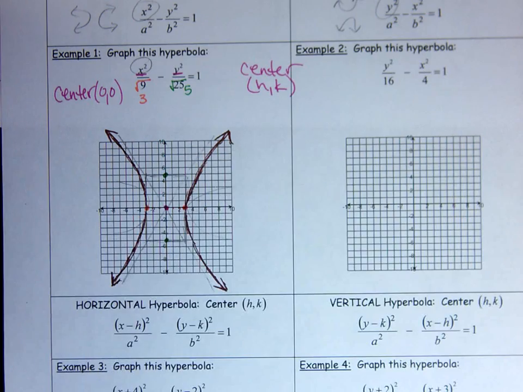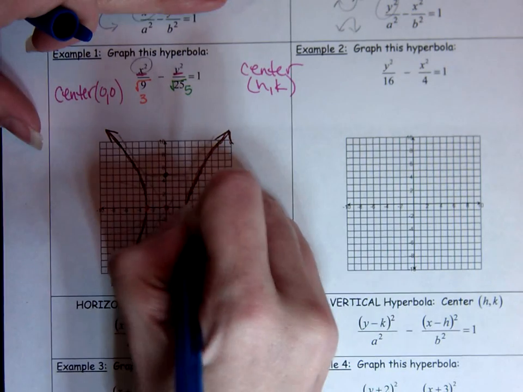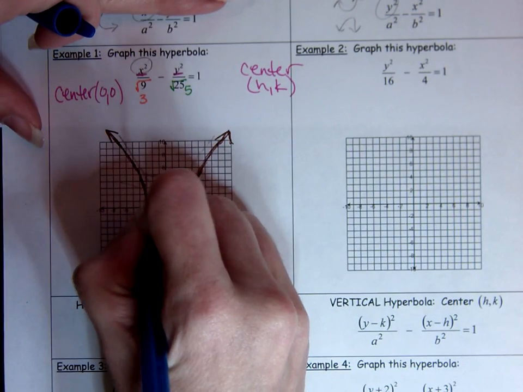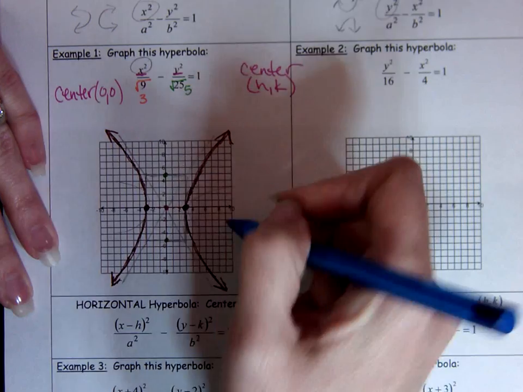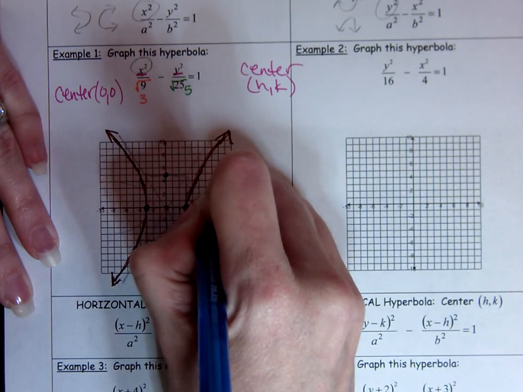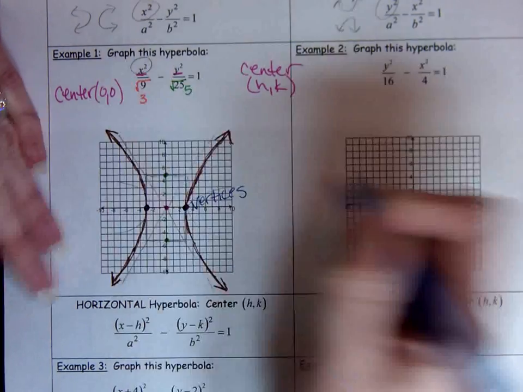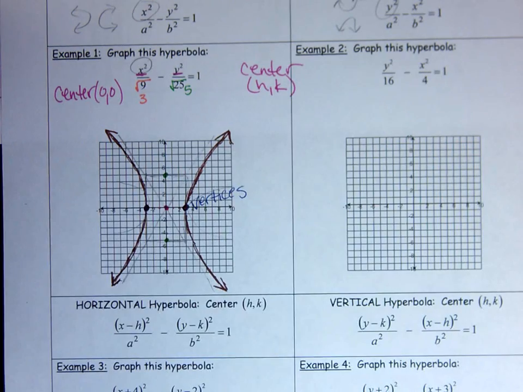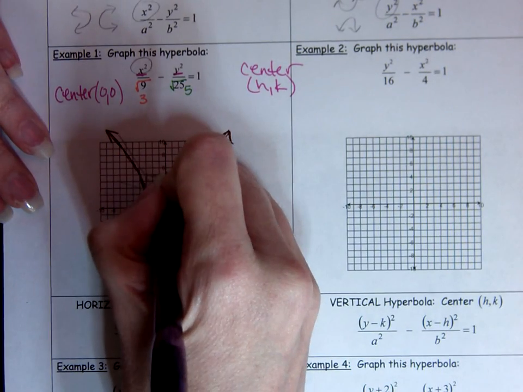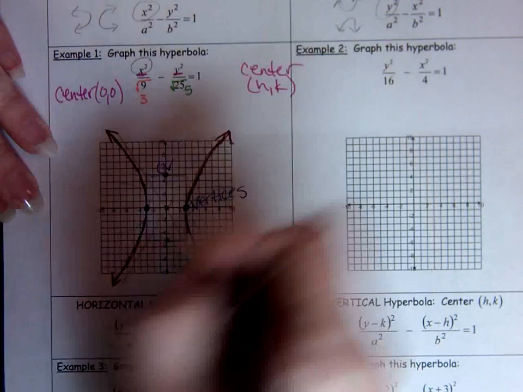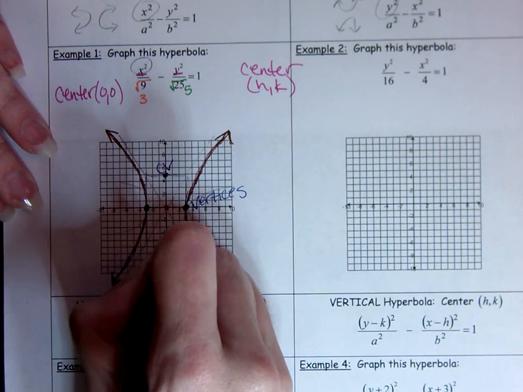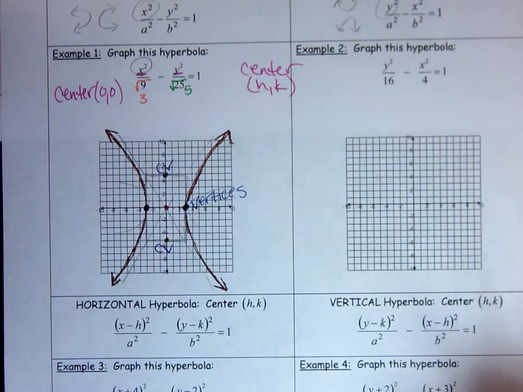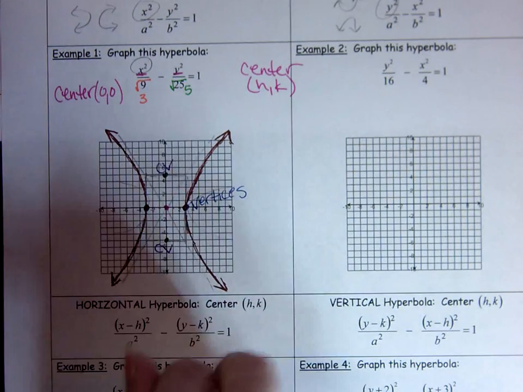Still has vertices and co-vertices. The actual vertex of the curve, those are our vertices. And like an ellipse, it has co-vertices. These are those other points that we use to draw our rectangle, but aren't really a part of the graph. The actual hyperbola itself is just these two curves.